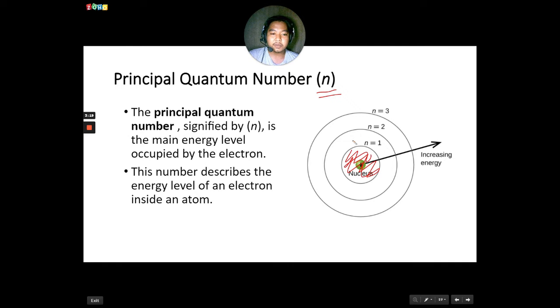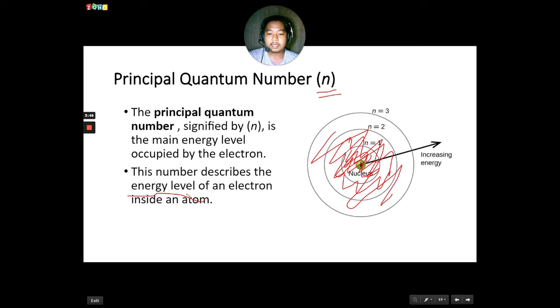So if n is 1, the possible location of the electron is here. If n is 2, it's in this particular region of space, but it still includes this place. If n is 3, it's in here. If it's 4, and so on and so forth. So that's what you need to remember: the first quantum number is the principal quantum number, and it tells us the energy level of an electron inside an atom.